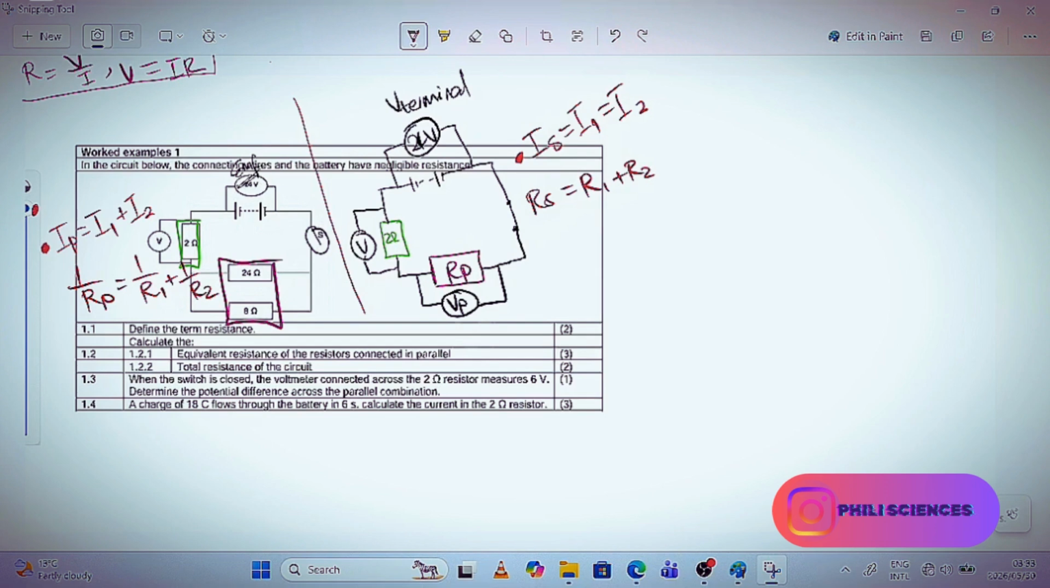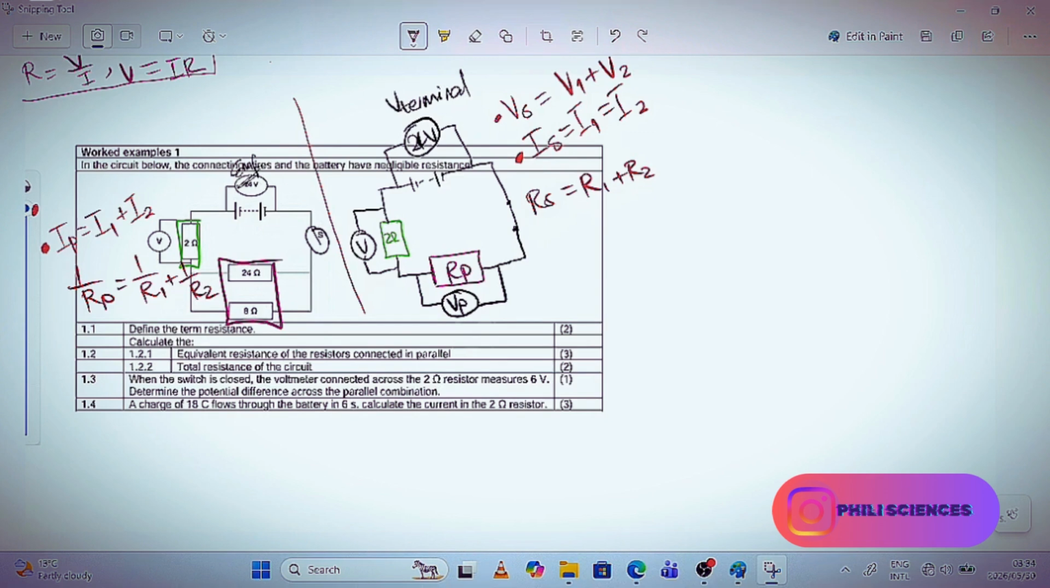Right. So now, what happens to the potential difference in series? The potential difference is being divided in series. The potential difference is being divided. So you're going to say V1 plus V2. So now, I want us to talk about this.